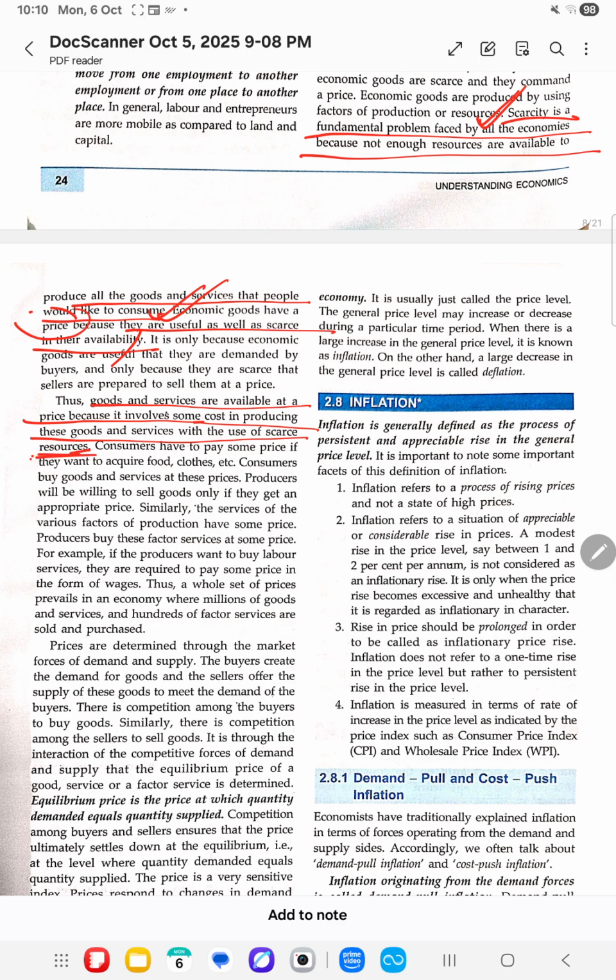Next up, we have equilibrium price. What is an equilibrium price? It is a price at which quantity demanded equals quantity supplied. Remember that competition among buyers and sellers ensures that the price ultimately settles down at the equilibrium price, that is, at the level where quantity demanded equals quantity supplied.